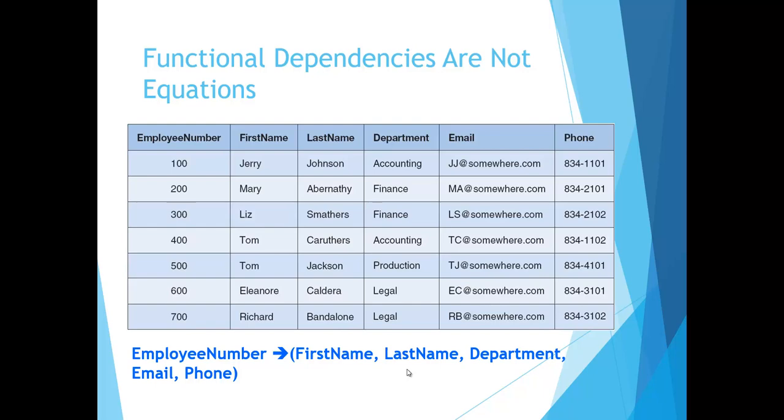The functional dependencies are not equations. The functional dependency will help identify the primary key, the foreign key, and related constraints. So writing the functional dependency in this form will allow me to determine that employee number is the primary key or the determinant, which can determine the other attributes within the relation.